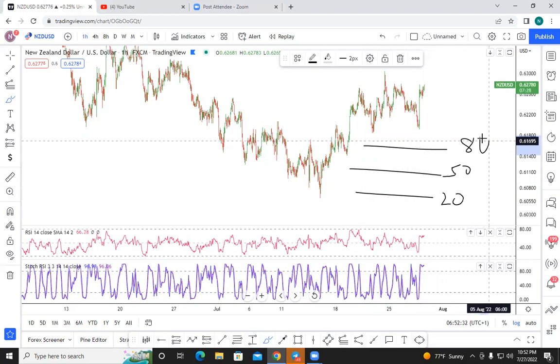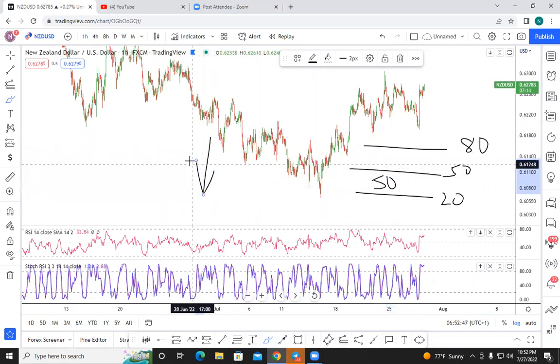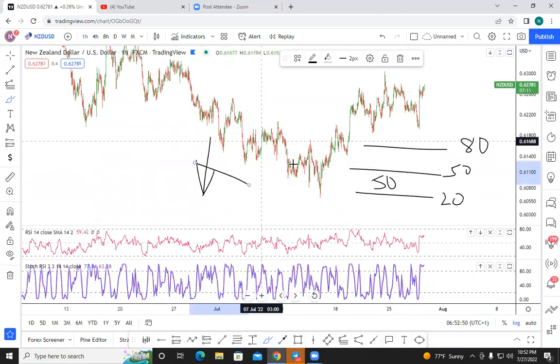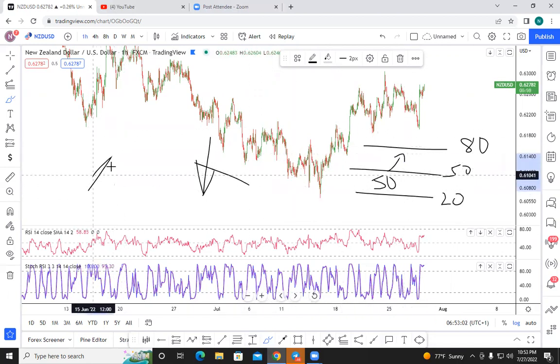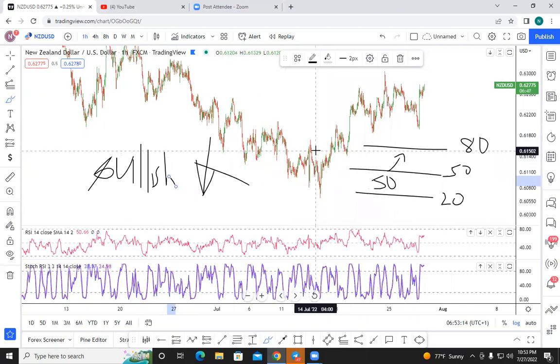Okay, so what I do is that if RSI is below 50, then the strength of the move of price is bearish, supporting a bearish move. And if RSI is above 50, the strength of the move is bullish. That's a bullish move. All right, less than 50 is bearish, and above 50 is bullish.